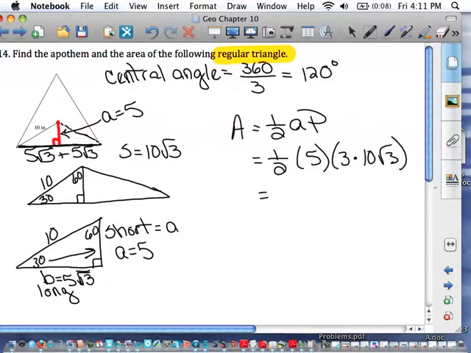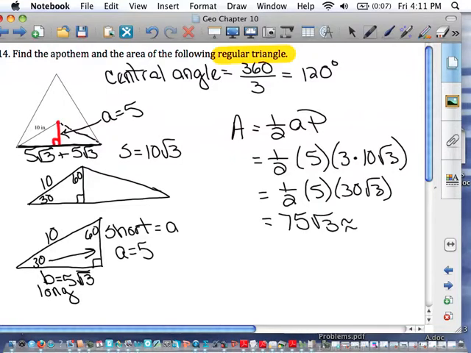The apothem in this case is 5, and the perimeter is 3 times 10 square root of 3. So I have 1/2 of 5 times 30 square root of 3. And that would be 75 square root of 3, which is approximately equal to 129.9 inches squared. Okay, so that's one way to look at that. That's probably the easier way.